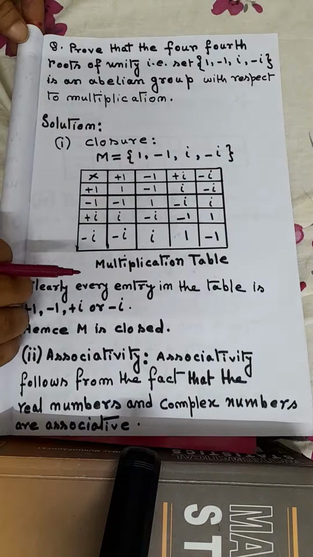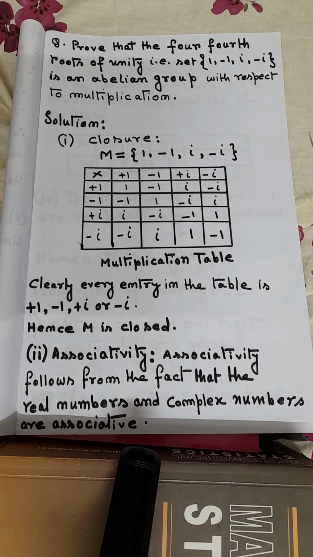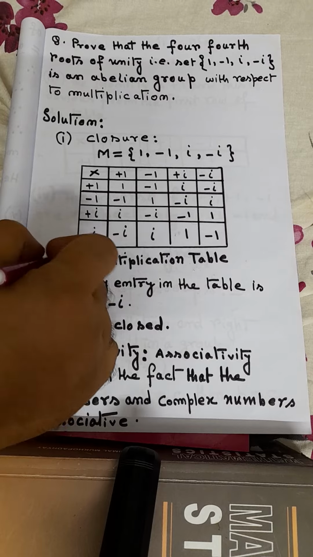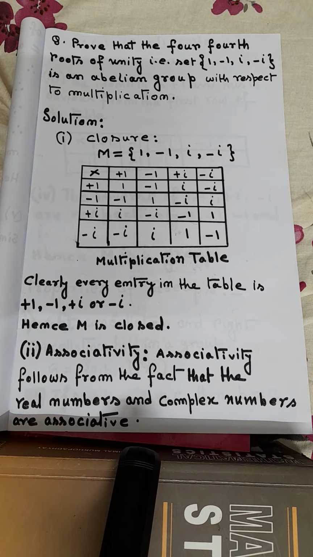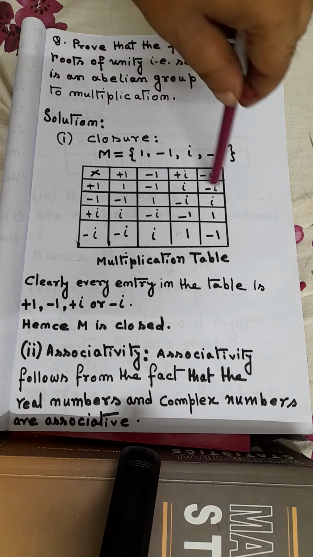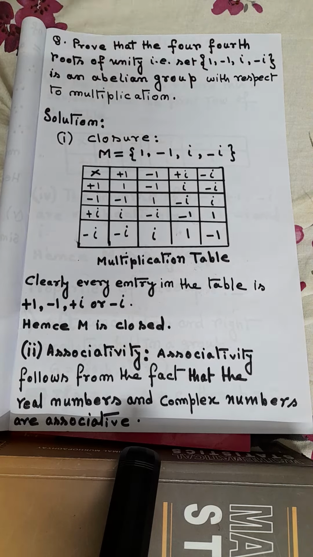Next, another question. Prove that the fourth roots of unity, that is the set of 1, minus 1, I and minus I, is an abelian group with respect to multiplication as binary operation. So this table is called the multiplication table. You can show these are the rows of the table and these are the columns of the table.